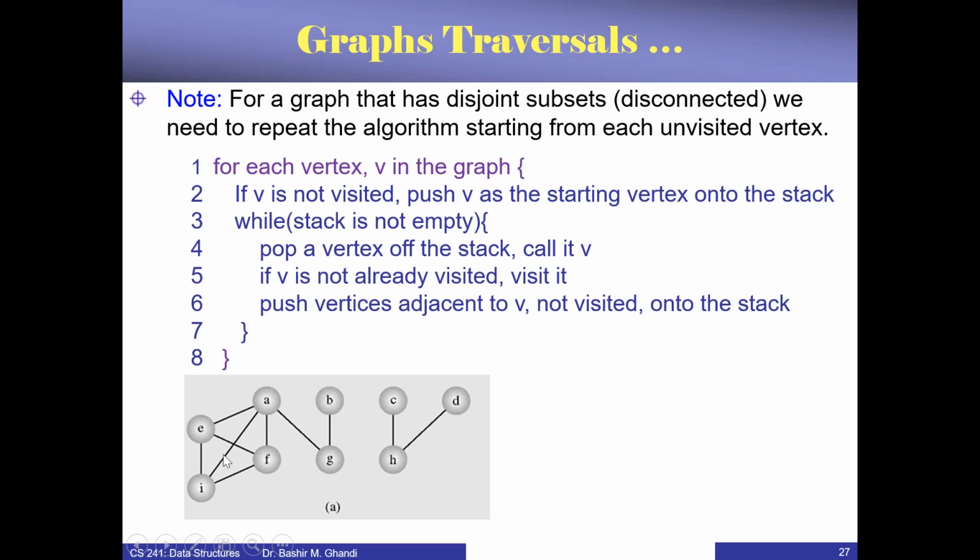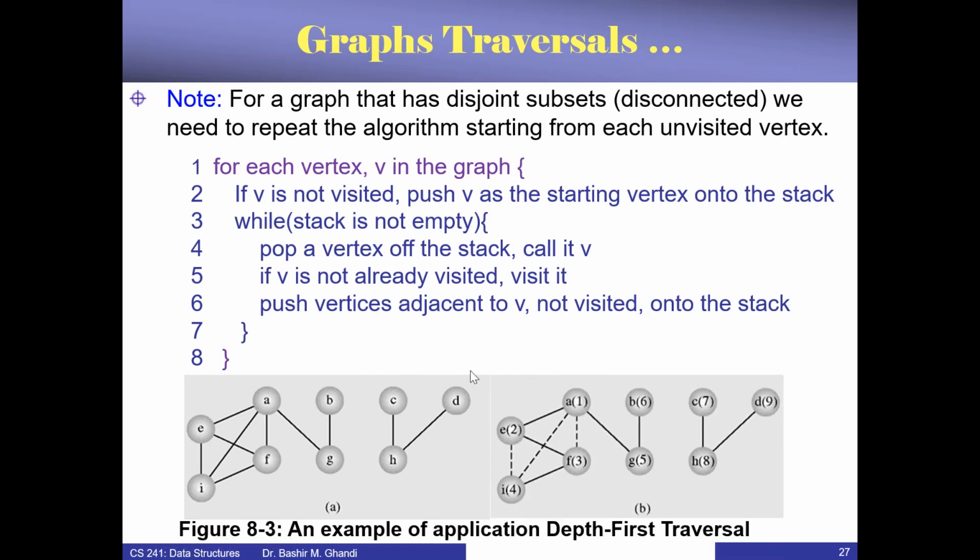For B, E, F, I, and G, we will see that they are already visited, so we will not do anything. But when you reach C, you will see that you have not yet visited C. So you're going to start another traversal from C. So C will take you to H, and H will take you to D. This is the graph that shows you the path that you actually followed in doing this traversal using depth first.